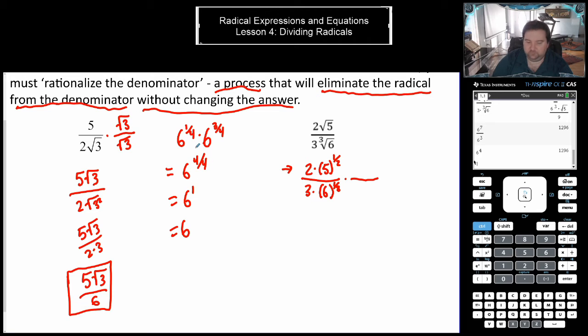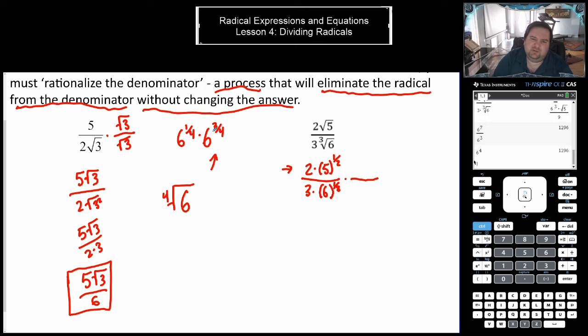Now, I want to also take a minute to appreciate what 6 to the 3/4 means. Let's make sure we understand what that means. Remember that if you have 6 to the 1/4, what was that? That means it was a 4th root of 6. You remember that? Converting back and forth between these?